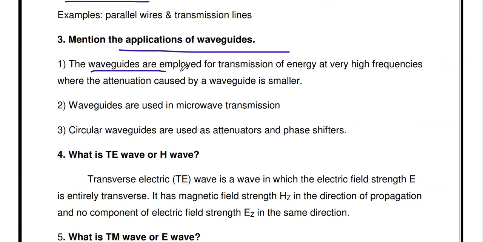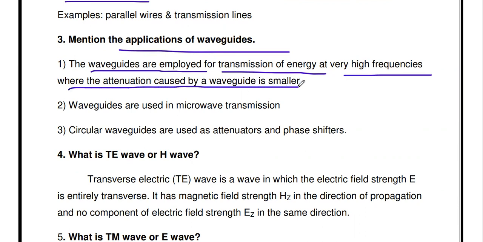The first point, the waveguides are employed for transmission of energy at very high frequencies where the attenuation is very small. So where we have to transmit very high frequency with minimum attenuation, we have to use this waveguide in order to propagate the signal.